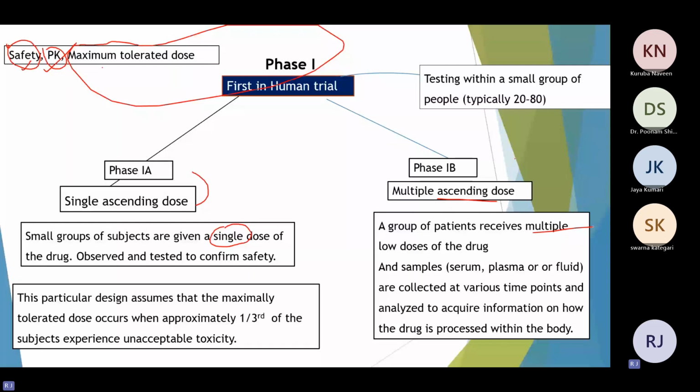Again, as in single dose, we are observing for some time and then we are testing. We are taking the sample from the subject and testing for safety parameters, right? Here also we will do the same thing. The only difference is that there a single dose of a drug is given, and here multiple doses of a drug are given. Okay, we'll see one live example.